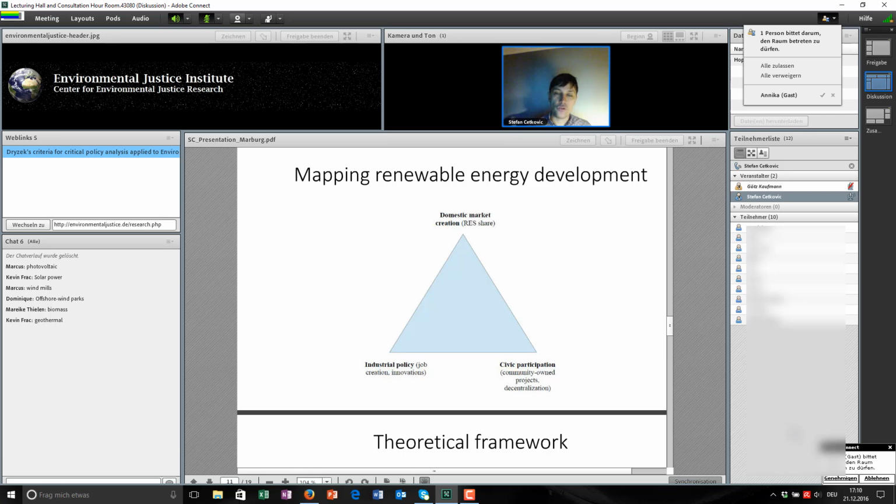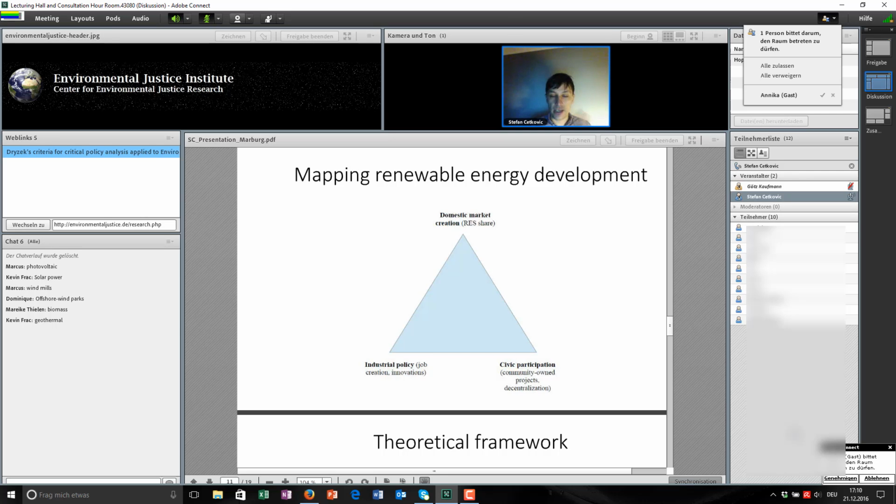So when countries implement new projects and increase the share of renewable energies, this is related to the creation of the domestic market. And this is one important element, which is particularly important for combating climate change, so that countries replace their fossil fuel-based energy sources with renewable energy sources. So this is one element.